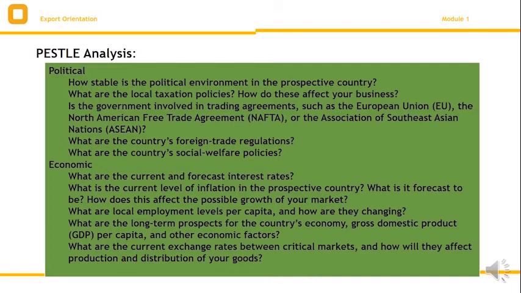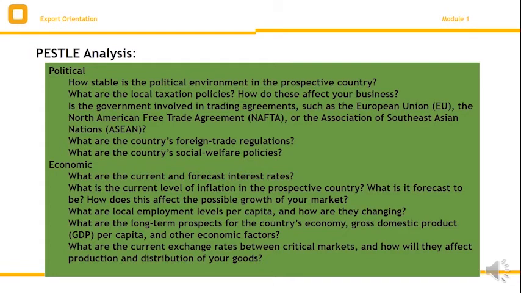You also need to check if that specific country is part of a trade bloc. Does it have trade agreements? Is it part of the EU? Is it part of NAFTA? Because remember, if it's part of a certain trade bloc and you're also part of that trade bloc, there are certain benefits that you can incur as an exporter. You must also look at what is that country's foreign trade regulations. What are its laws in terms of exports or international trade? Also look at what's the country's social welfare policies, as this can influence the type of product or service that you are wanting to sell.